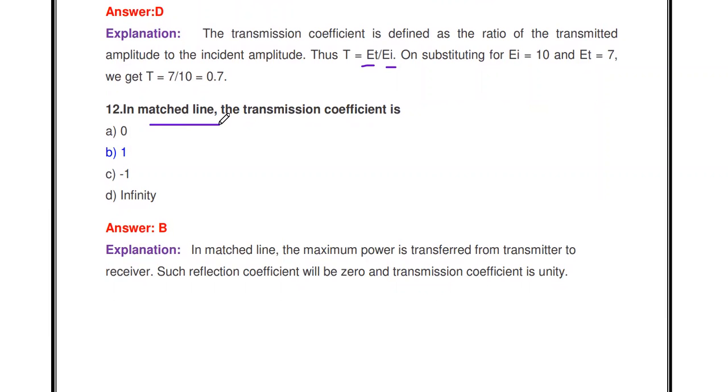The next thing, in a matched line, the transmission coefficient is dash. For a matched line, the transmission coefficient is 1. Already you know, for a matched line, the reflection coefficient should be 0. A matched line means the transmission is occurring in only one direction from transmitter to receiver. The full wave is transmitted from transmitter to receiver. No wave will come back to the transmitter from the receiver. It is a matched transmission line. So for a matched transmission line, the reflection coefficient should be 0 and the transmission coefficient should be 1.